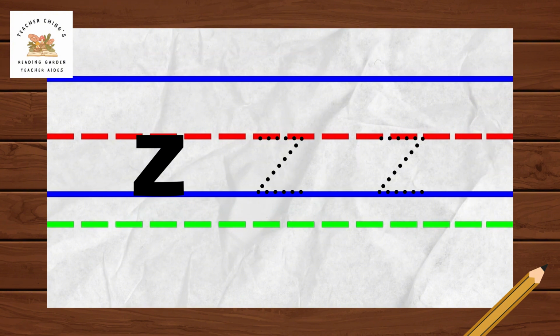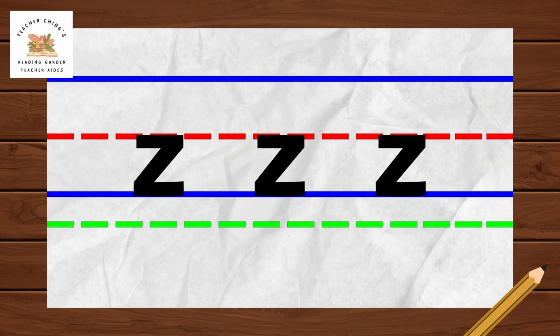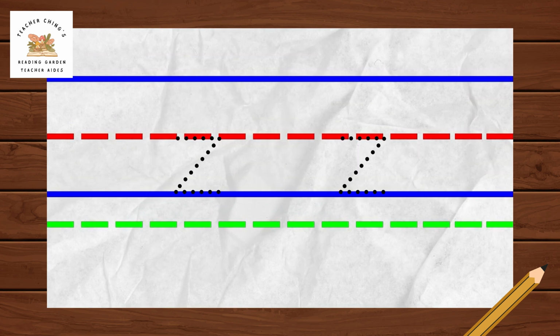Let's do it again. So, sleeping line, diagonal line, sleeping line. One more time. Sleeping line, diagonal line, sleeping line. Awesome. Now you do it while you say it. Go. One more time.